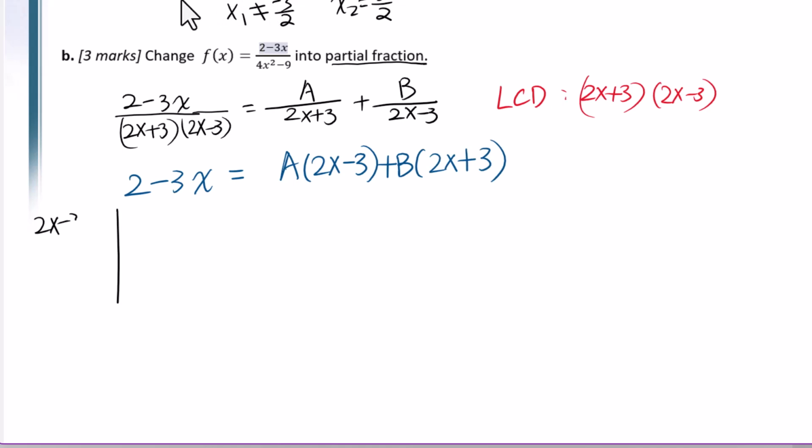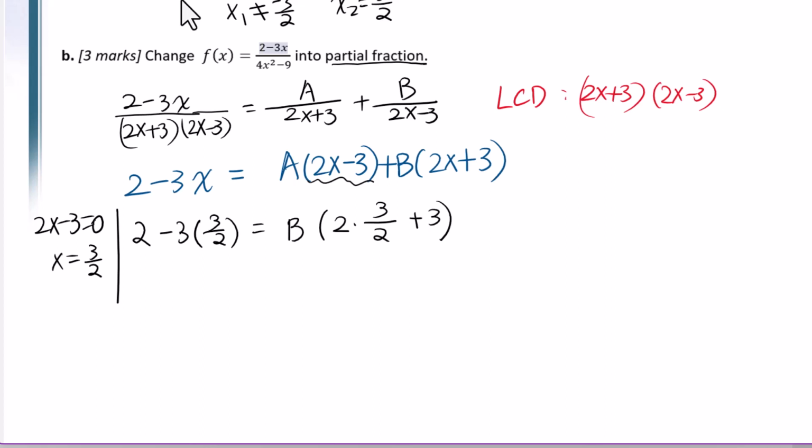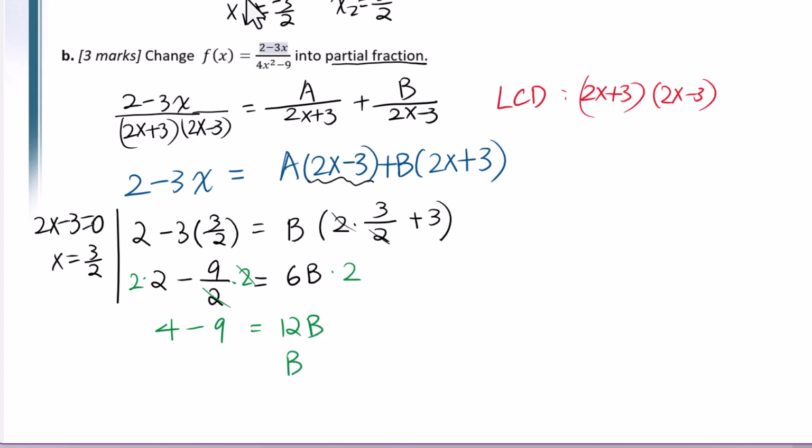Let's make 2x minus 3 equals 0. Then x equals 3 over 2. 2 minus 3 times 3 over 2 equals, this term is 0, b times (2 times 3 over 2 plus 3). Simplify: 2 minus 9 over 2 equals 6b. Multiply both sides by 2 so that we can get rid of this 2: 4 minus 9 equals 12b. So b equals negative 5 over 12.